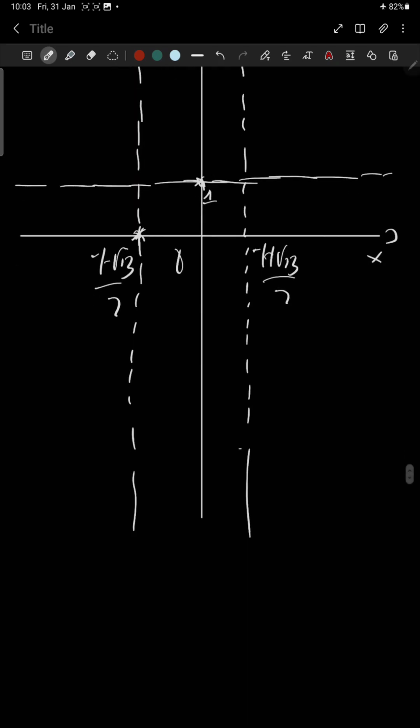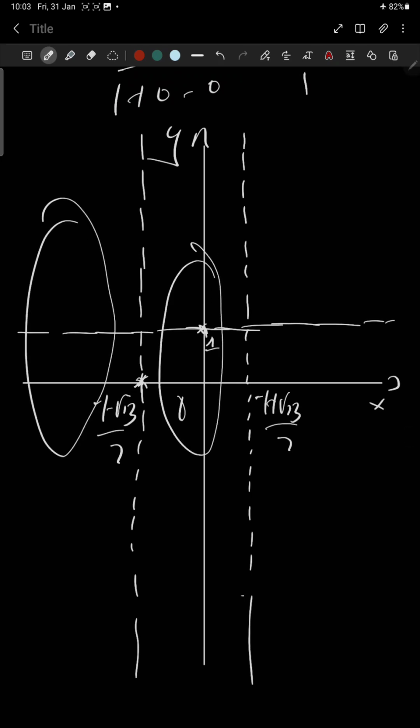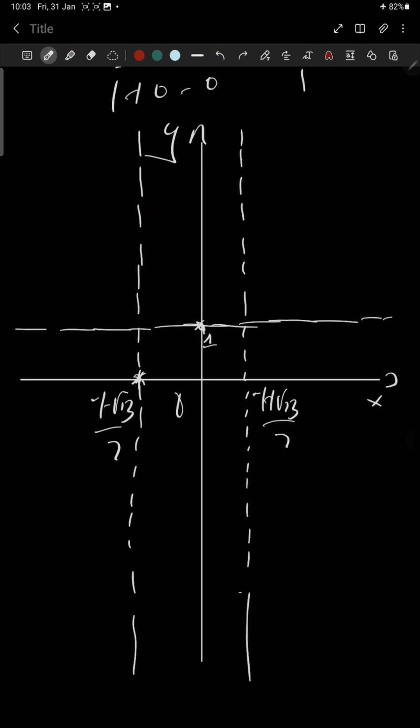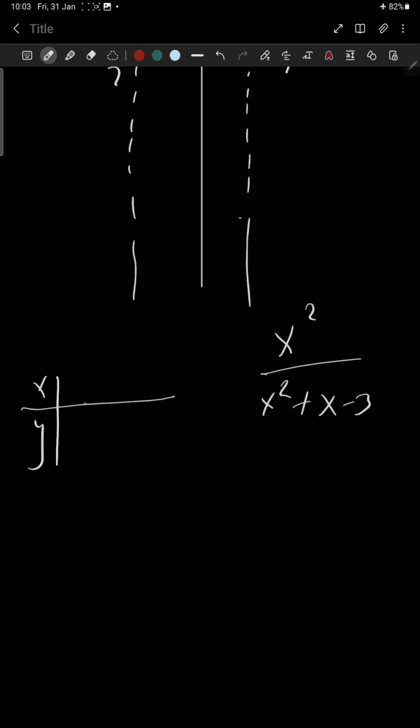Okay, so how many regions do we have here? We have 3 regions: the region here, a region in between, and a region after. So we're going to create tables for this. I'll create tables for the values before this. My function, remember, is x squared over x squared plus x minus 3. So I'll create 4 points, x, y, 1, 2, 3, 4 points.